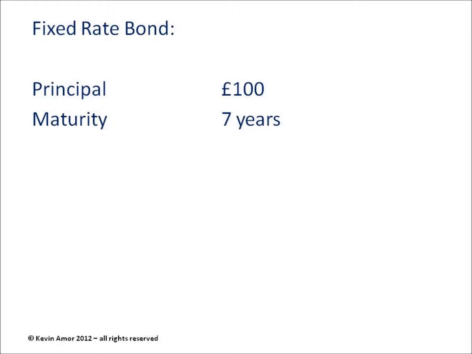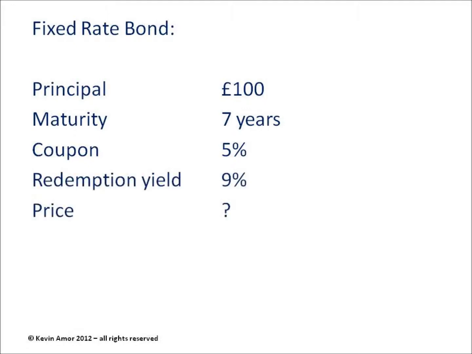In other words, you'll receive interest for the next 7 years, and then in 7 years' time you'll get your principal back. The coupon is 5%. That tells us that the interest payable is 5% of the principal. 5% of £100 is £5 per annum. The redemption yield is the total return that this loan stock is expected to pay, and that's 9%.